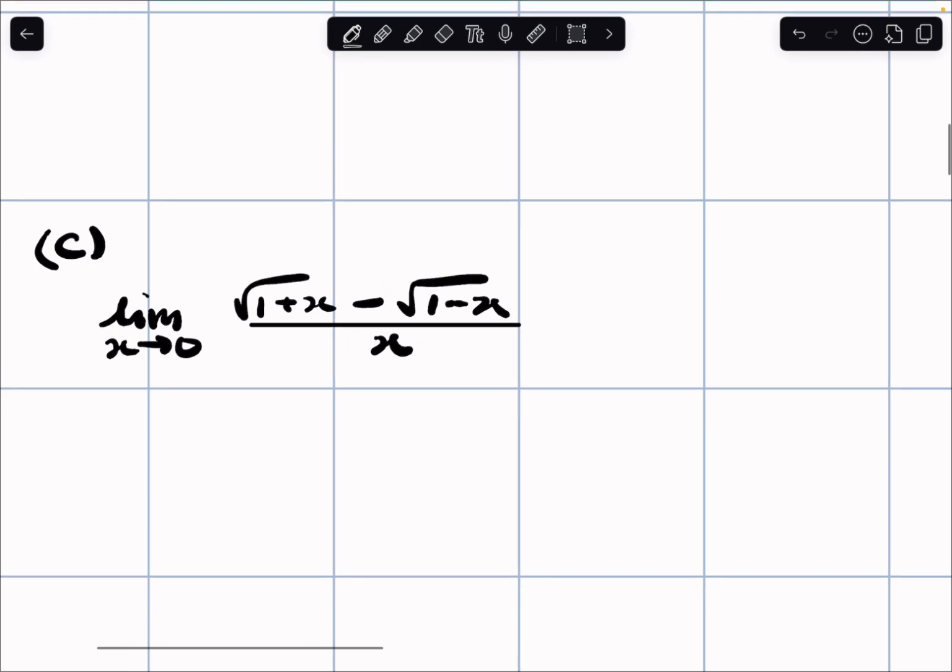Here is the same process. We're going to multiply it by the radical conjugate, so we're going to change that sign. We're going to multiply the entire fraction.